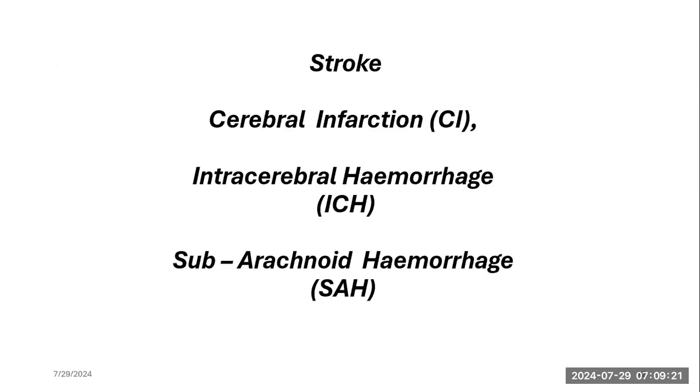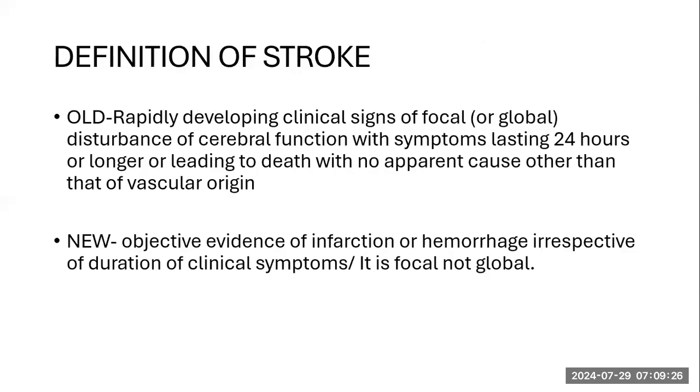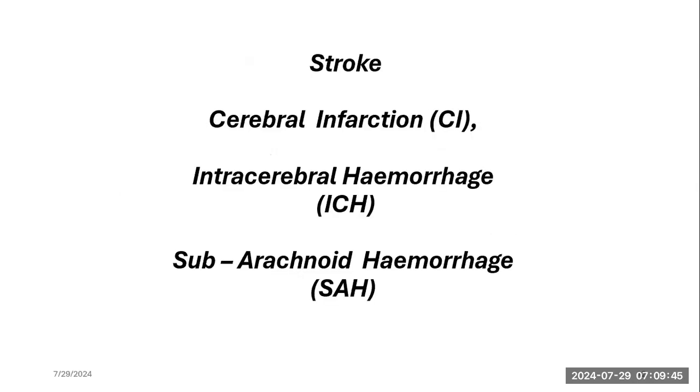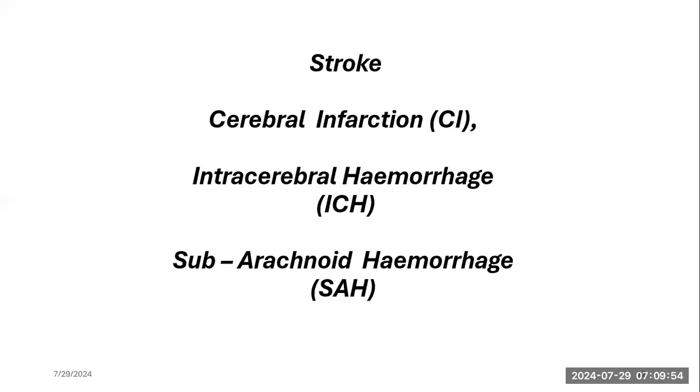These are background information on stroke. Definition of stroke: the older definition, and the new definition now, talking about objective evidence of infarction or hemorrhage, irrespective of duration of clinical symptoms. It is focal and not global, unlike the previous definition. Now, the various types of stroke include cerebral infarction, intracerebral hemorrhage, and subarachnoid hemorrhage.